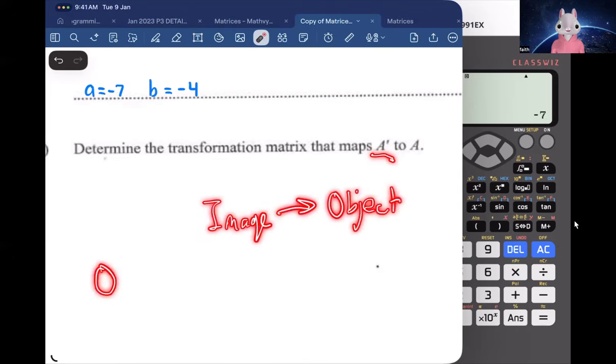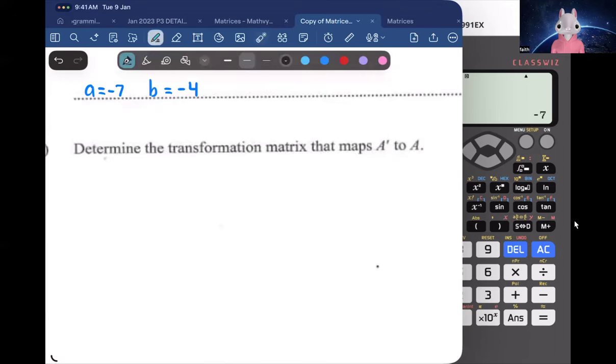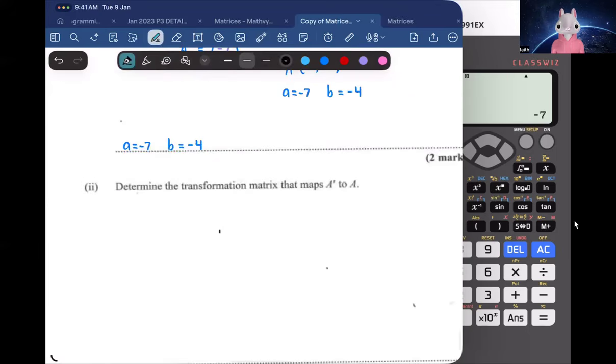Now, what is our image? Let me give you an example. Say I ask you to take a picture of the notes on the screen, maybe your laptop screen, and your laptop screen is an object. After you take a picture of it, what would you call that? An image. So an image is what you get after you do something to an object. You take a picture of an object, you get an image.